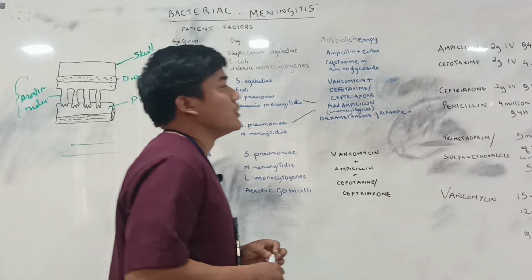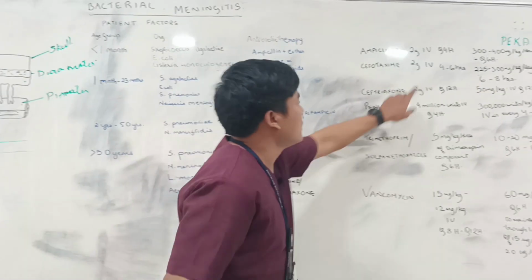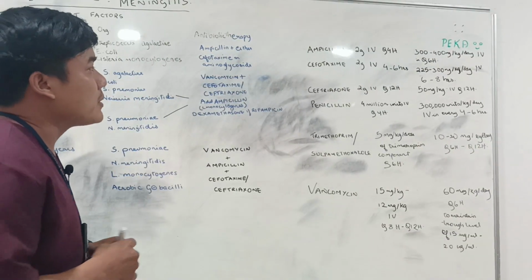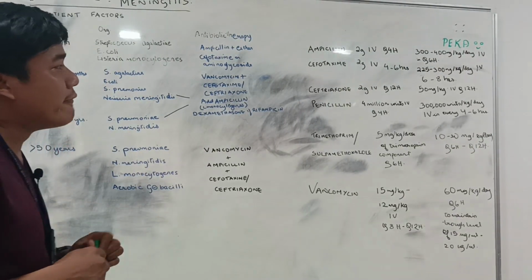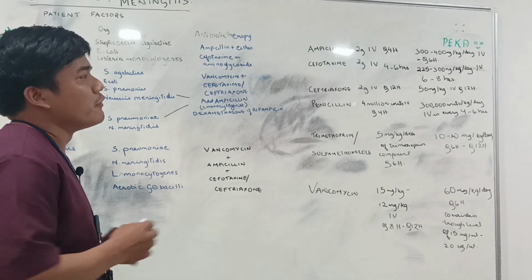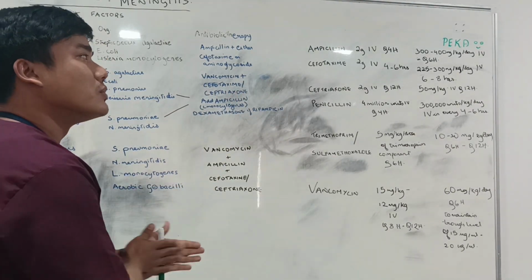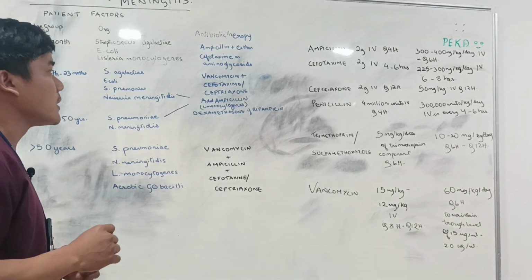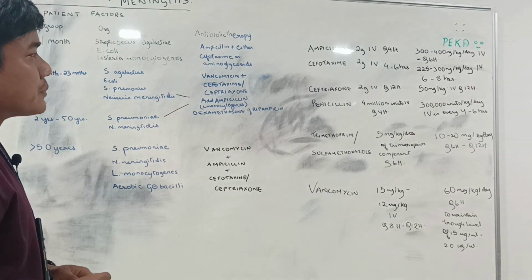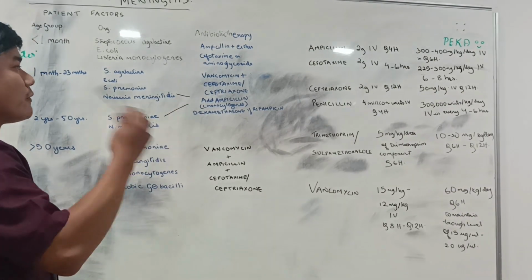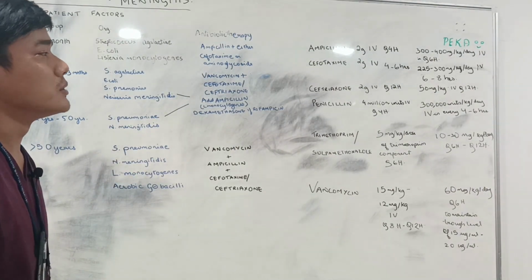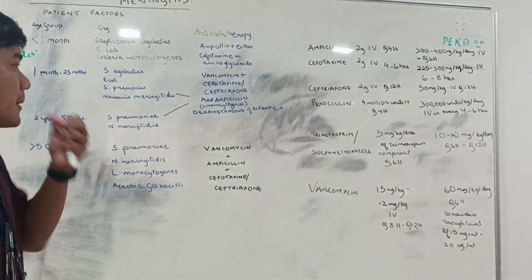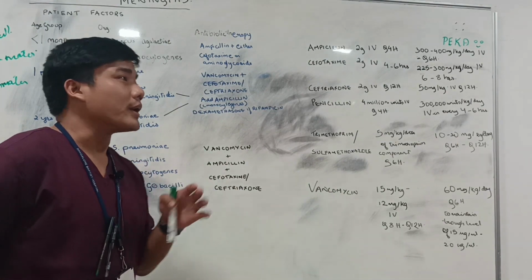So coming to the dosage, this one is adults and this one is pediatrics, yeah. Ampicillin is given as 2 grams IV every 4 hours, and the divided dose for pediatrics is 300 to 400 mg per kg per day IV every 6 hours. Cefotaxime is 2 grams IV every 4 to 6 hours, and 225 to 300 mg per kg per day every 6 to 8 hours.